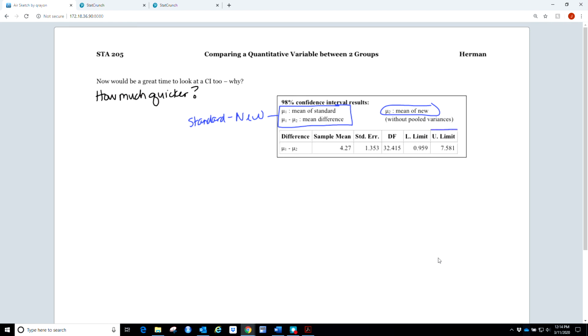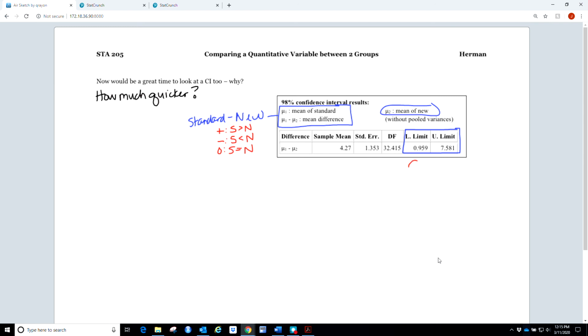Also then what's going to be important to me is this L limit and this U limit. So again, first just thinking about the standard and the new treatment here. If I got a positive number, that means the standard was bigger than the new treatment, which meant the standard took longer to feel better than the new treatment. If we got a negative, the new actually took longer to feel better. And if we got 0, that would mean that they took the same amount of time.